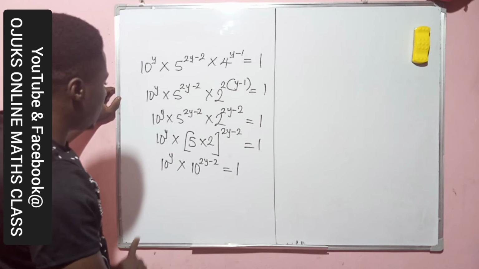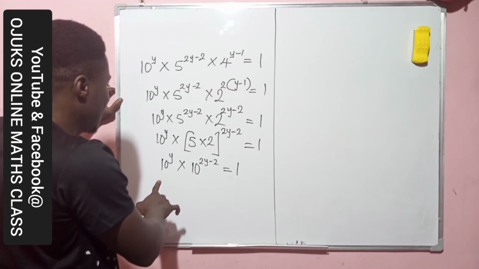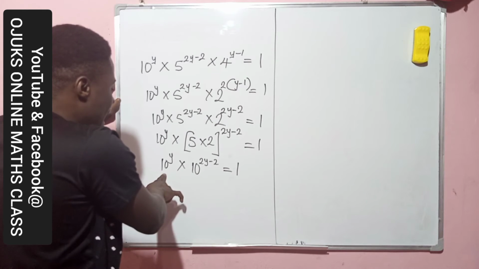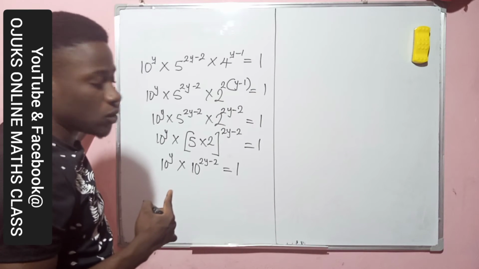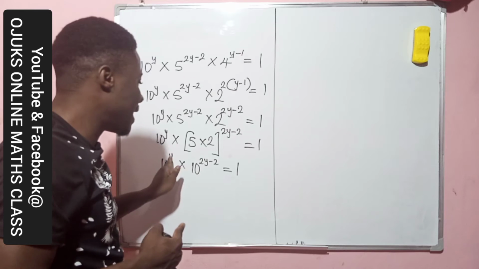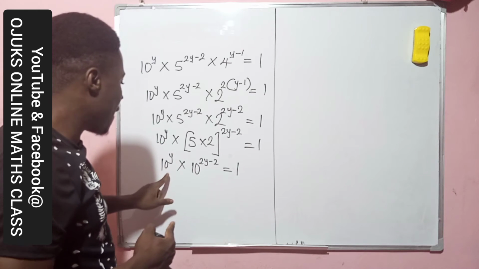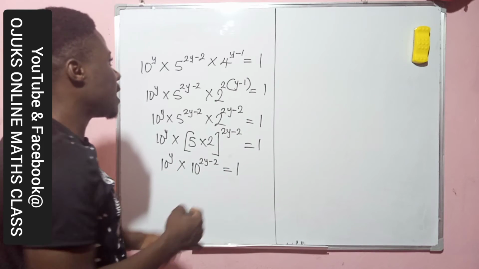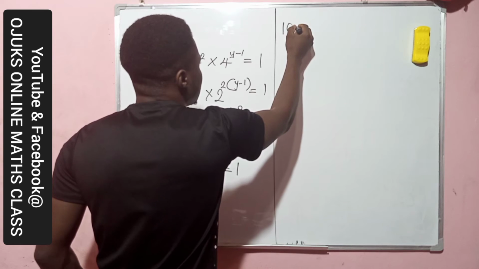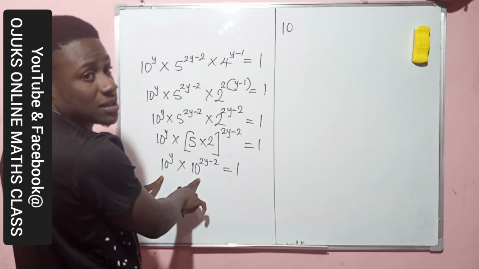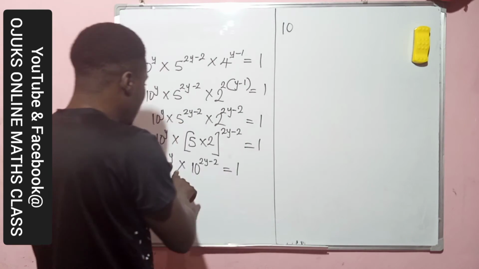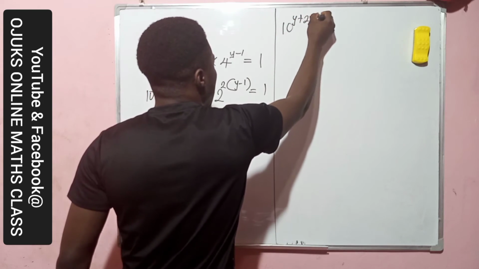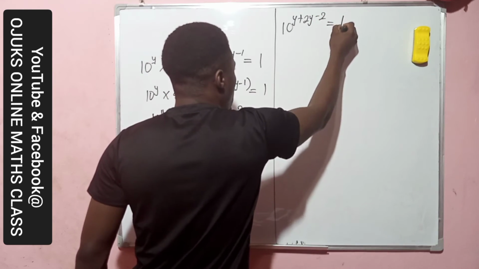If we keep on solving this, you observe in indices, I have 10 as the base here, and I have 10 as the base here. If they have the same base, the multiplication law says that we should just pick one of the base and add their respective powers. So I have 10 raised to the power y times 10 raised to the power 2y minus 2. According to the law of indices, since they have the same base, which is 10, I will pick one base and add their powers. The powers in question are y plus 2y minus 2 equals 1.